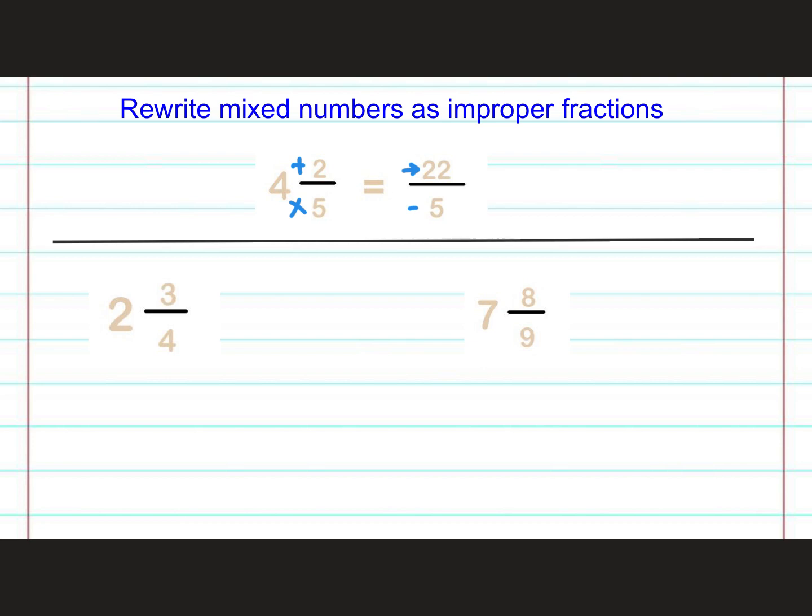So let's do that with 2 3/4. 4 times 2 is 8, 8 plus 3 is 11, and then you keep the denominator as 4. Now 7 8/9: 9 times 7 is 63, and then 63 plus 8 is 71. Keep the denominator as 9.